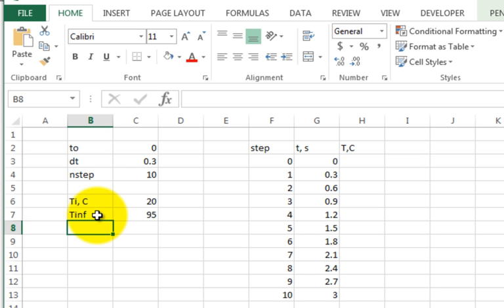Then we're going to have properties. We're going to have our convection coefficient, H. What do you want to put for H? Pick one. 50 watts per meter squared degree C. We can go back and change it, right?